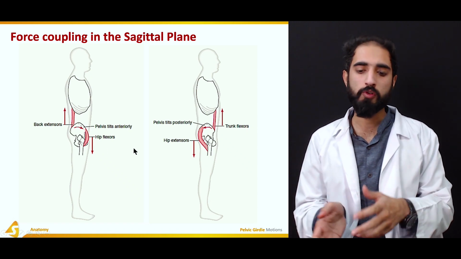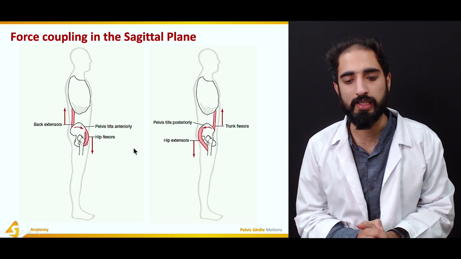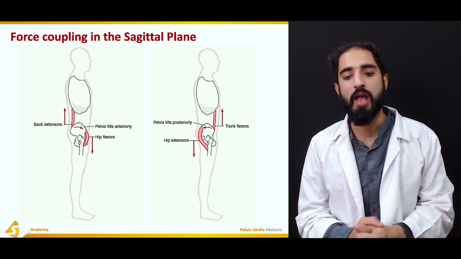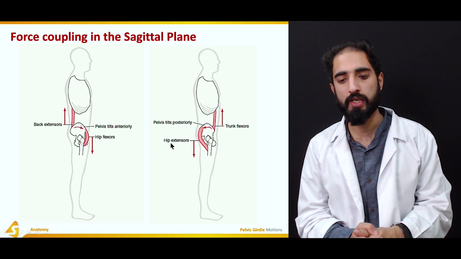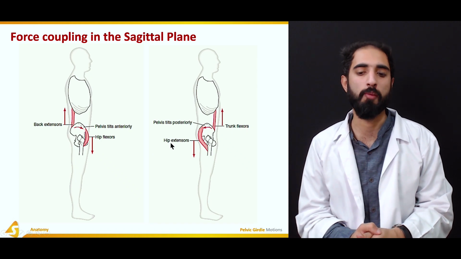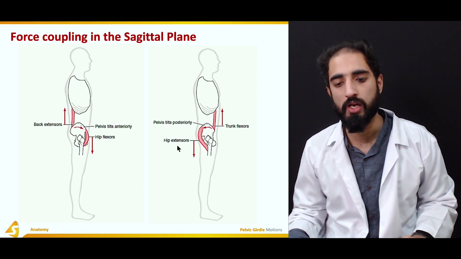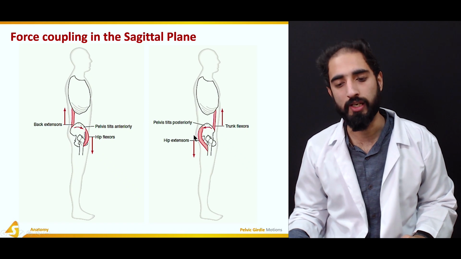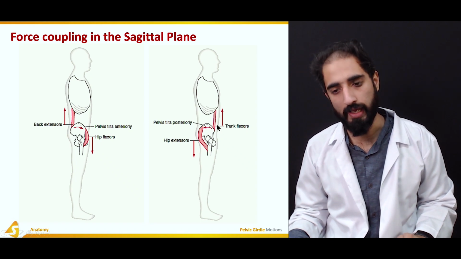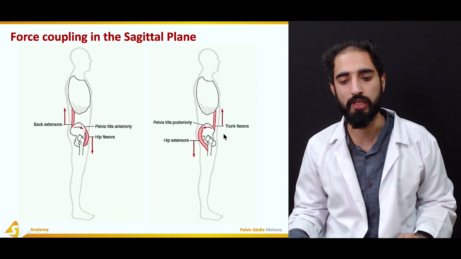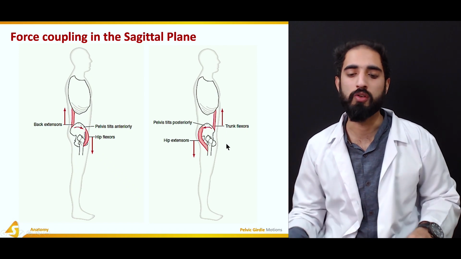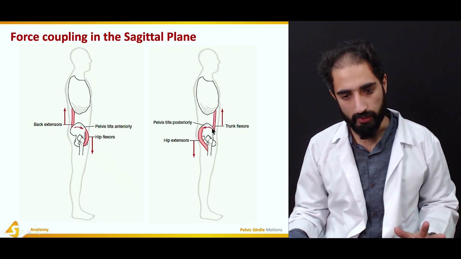On the other hand, in terms of posterior pelvic tilting, the couple that is acting is the hip extensors, or the gluteus maximus, and the trunk flexors such as the abdominals. The hip extensors pull the posterior superior spine inferiorly, and the trunk flexors pull the anterior superior spine superiorly, resulting in the posterior pelvic tilting.